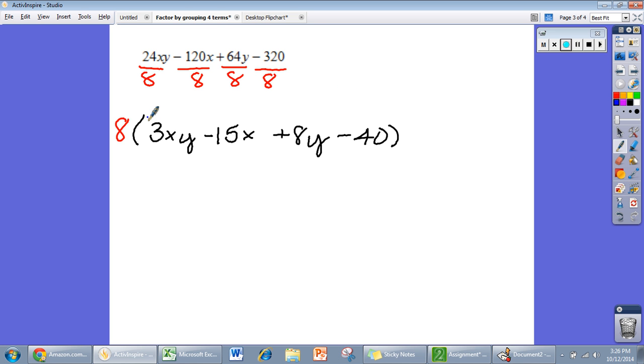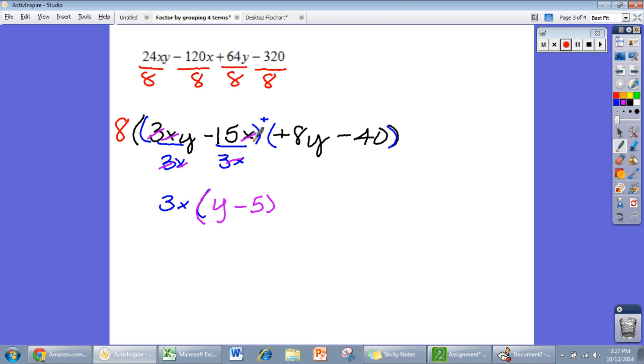So I'm going to group my first 2 and my last 2, and deciding what can I divide these first 2 terms by. Well, I can not only divide by a 3, but I can also divide by x. So I'm going to bring down my 3x and divide. The 3's cancel, my x's cancel, so I'm left with y minus 5. And my x's are canceling.